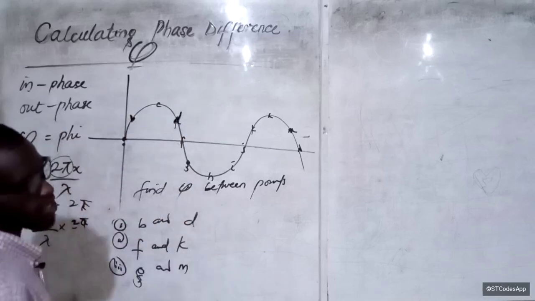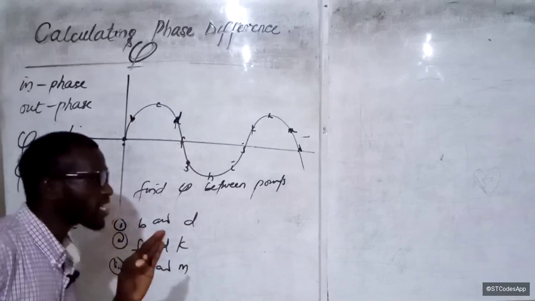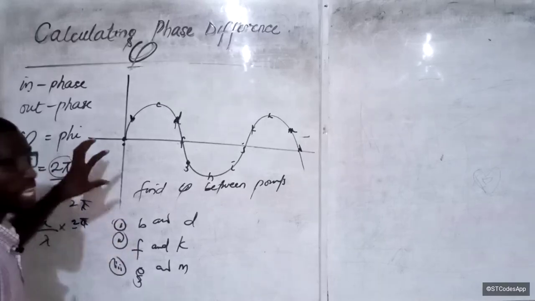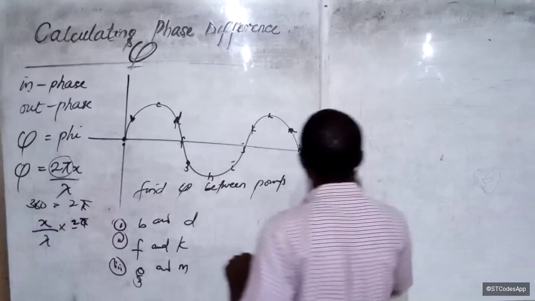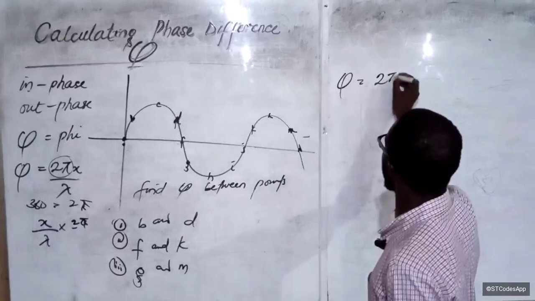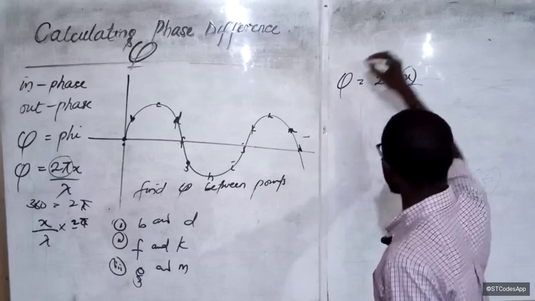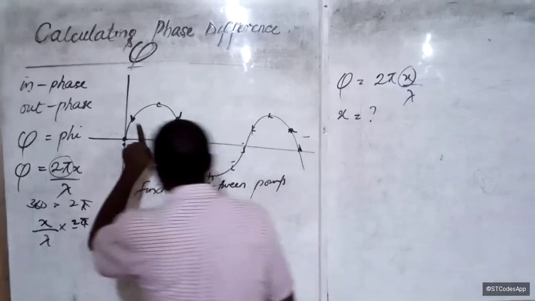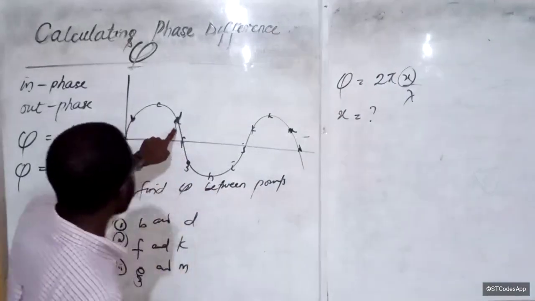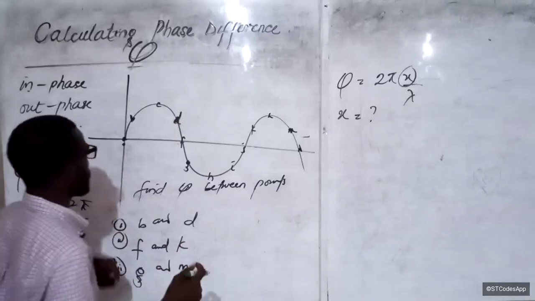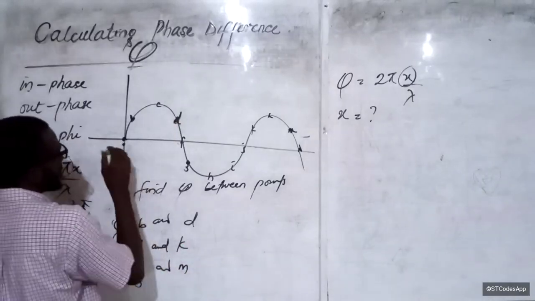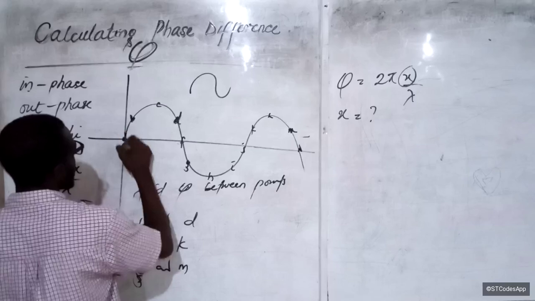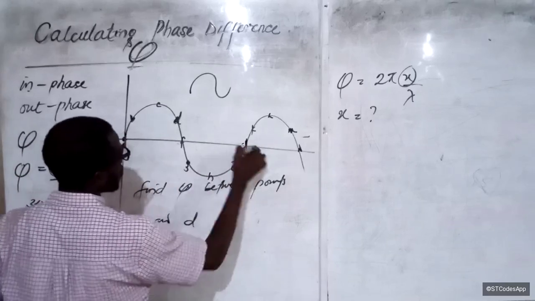So there are two ways to go about it. The first way is to check how much wavelength it has completed, and that's when this formula is very useful. So in the first way, we say the phase difference will be 2 pi x over lambda. So what is our x? We first find x, which is the distance between B and D. So what is the distance between B and D? Let's check. Remember that we said this is a wavelength, so from here to here is one wavelength.